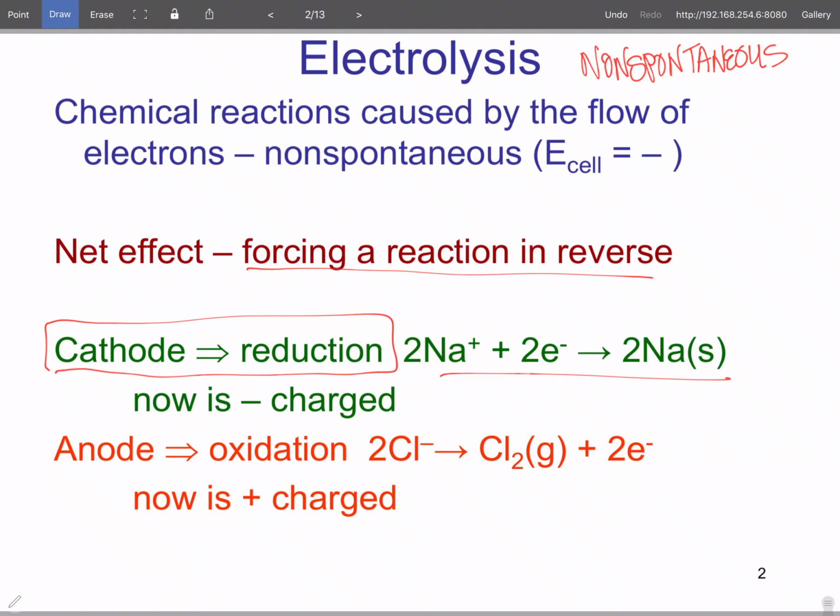were being attracted to it. Well, now you're forcing them in, so in electrolysis the charges change. So cathodes are negative, anodes are still where oxidation occurs, but now they are positive. And again, you're forcing the reaction in reverse.